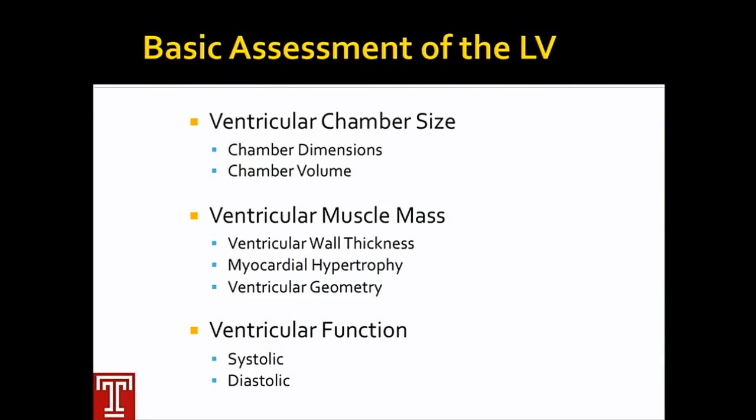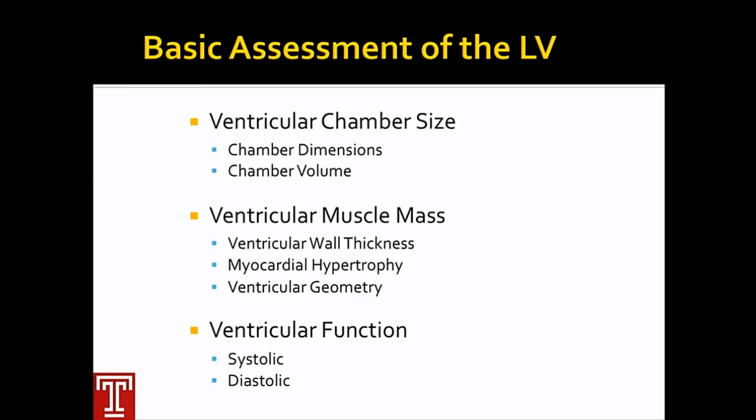In terms of the basic assessment of the left ventricle, we can think of it in three ways. First of all, we have to assess ventricular chamber size using either chamber dimensions or chamber volume. We want to assess ventricular muscular mass. That can be done in various ways. We can speak of the ventricular wall thickness, which we do a lot in the clinical laboratory because it's quick and easy to measure. We can talk more formally about what elevated wall thickness or increases in left ventricular mass really mean when we talk about myocardial hypertrophy or overall myocardial mass.